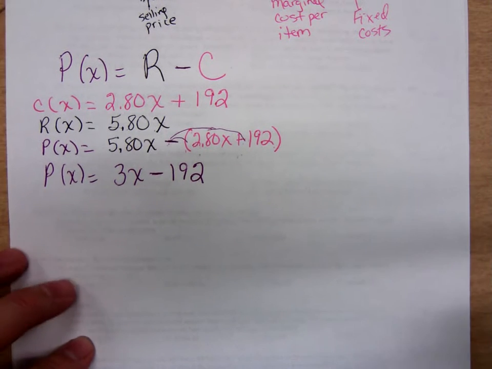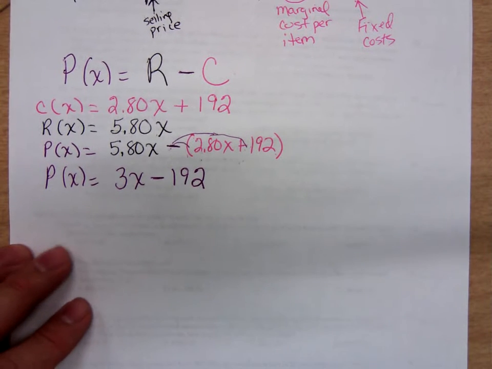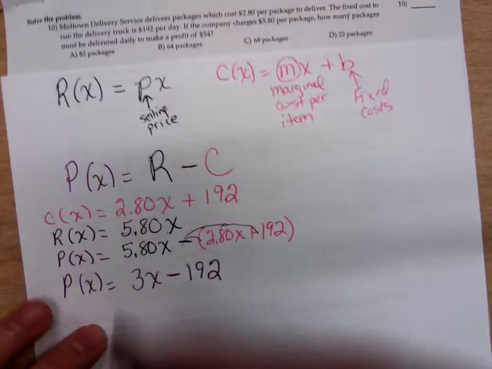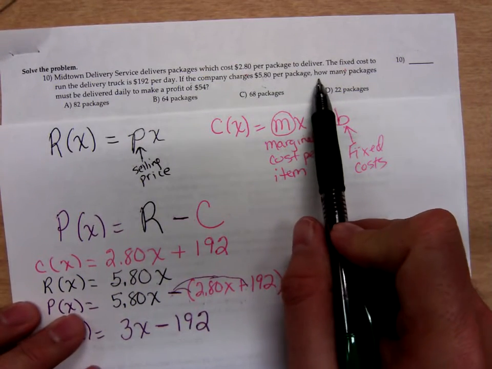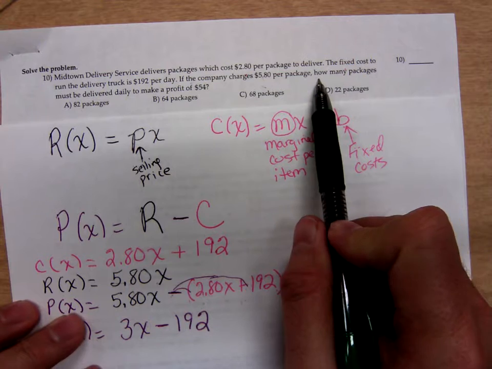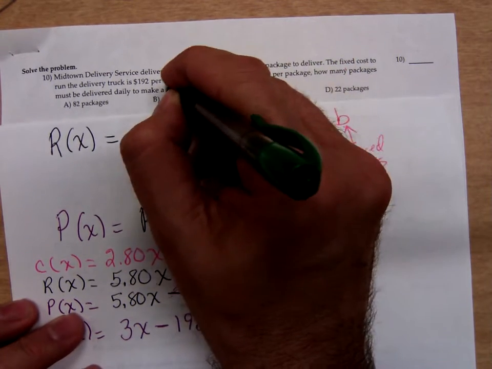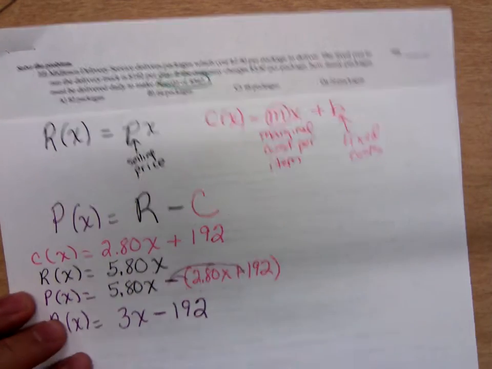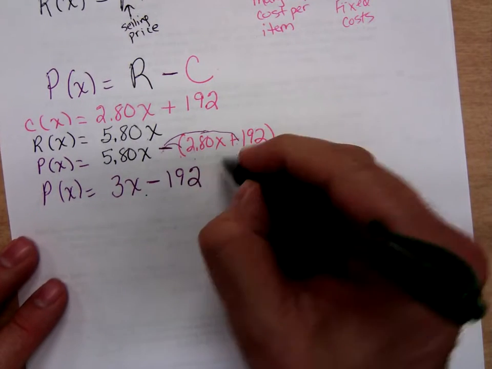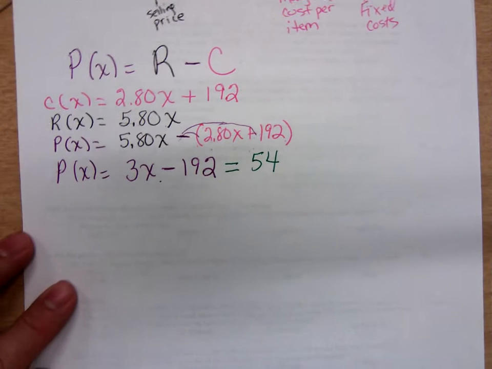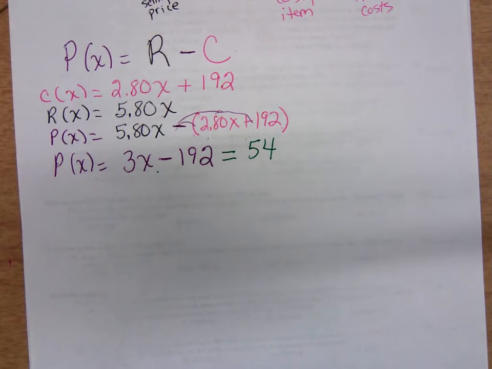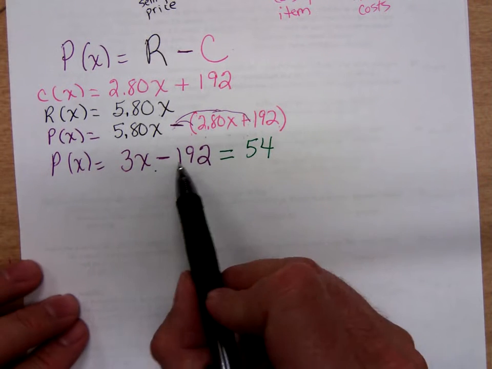Still haven't answered the question yet. What was the question? It asks, how many packages must be delivered to make a profit of $54? So we've gotten as far as writing the profit. So set the profit function equal to 54 and solve it for x. How would I go about solving this equation for x?